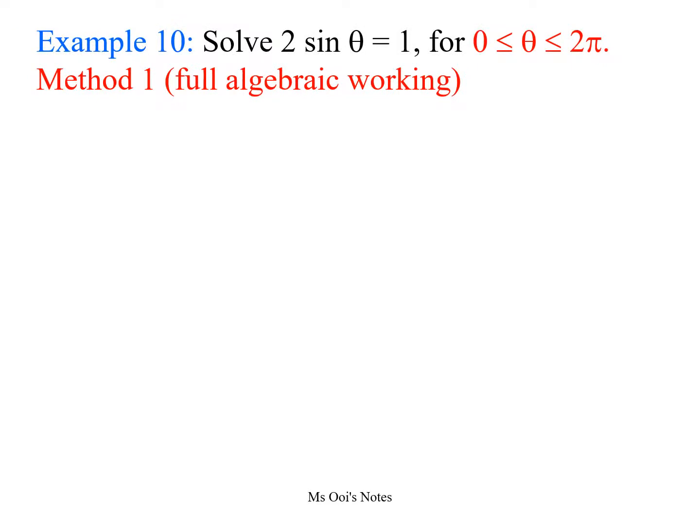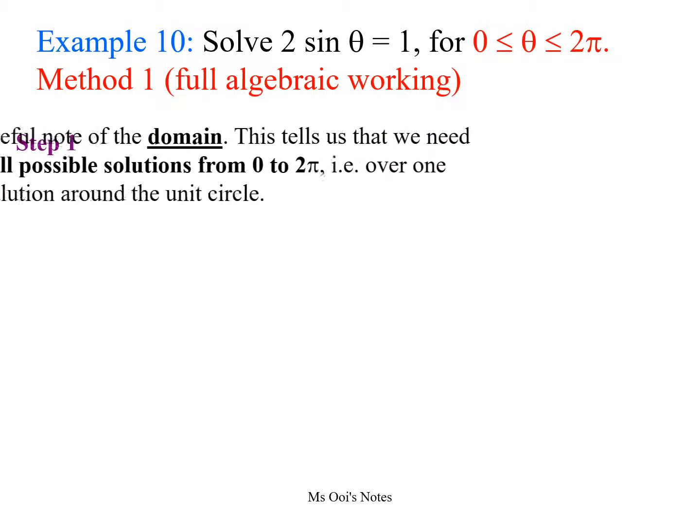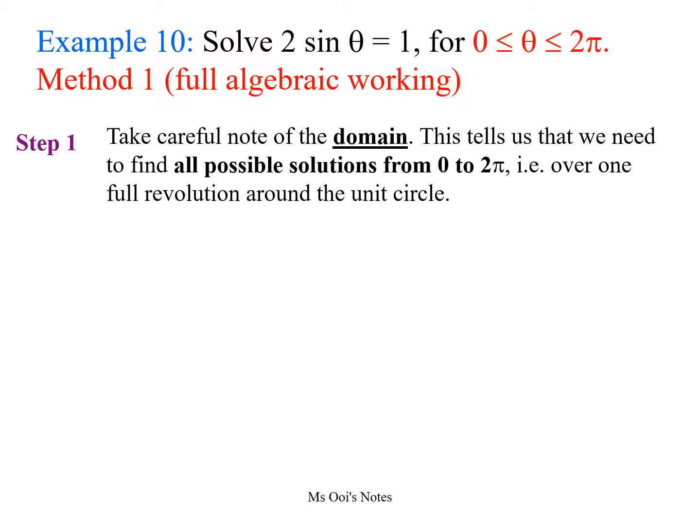So let's look at the first example, call it example 10. Solve 2 sine theta equal to 1 for theta greater or equal to 0, less than or equal to 2 pi. So method 1, there's a few methods. So let's look at the first method. The first thing is you take careful notes of the domain, because this tells us that we need to find all the possible solutions inside this domain. That's from 0 to 2 pi, one full revolution around the unit circle.